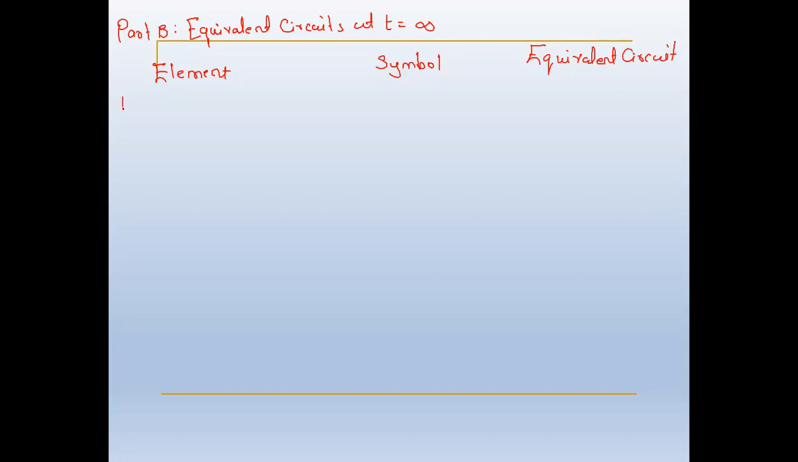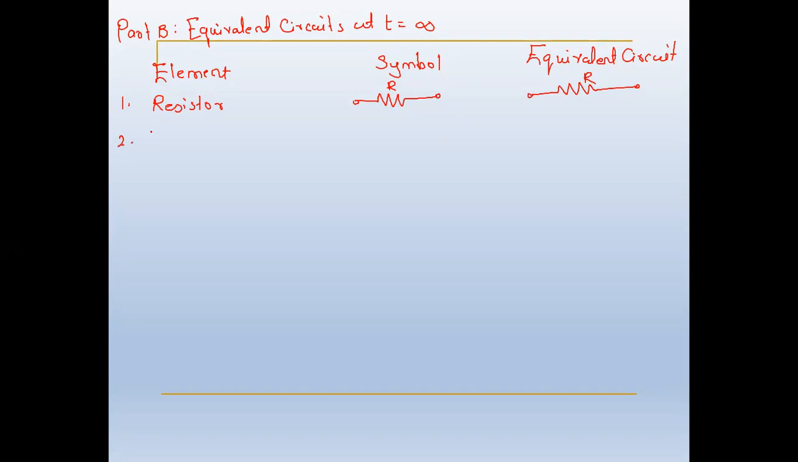So let us start with the elements. The first element is the resistor. For the resistor at t is equal to infinite, the symbol is R, and there is no change in the value of the resistor because it does not contain any derivative. So the equivalent circuit will remain as it is, that is R.